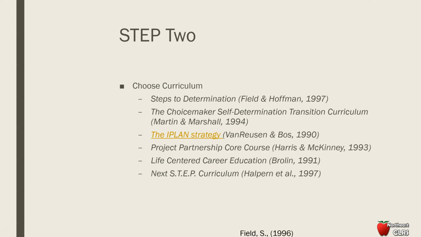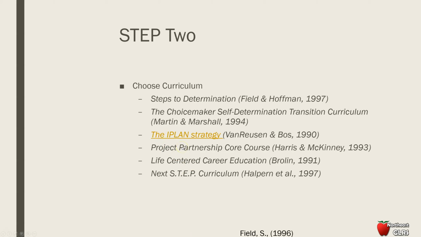The iPlan strategy promotes increased student involvement in educational planning processes and is taught in small groups with a format over 1 to 2 weeks of 45-minute lessons. The iPlan mnemonic is used to facilitate student involvement in the IEP meeting. It increases the number of student contributions. And we're going to be talking about that iPlan strategy in a bit more detail.